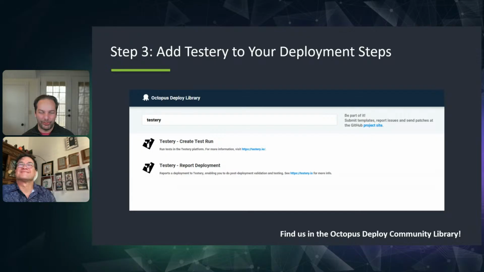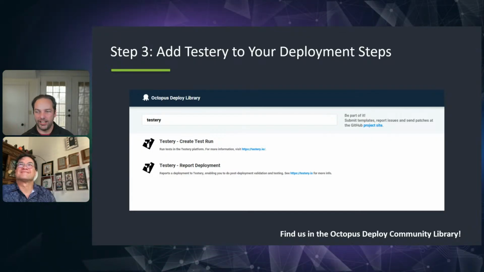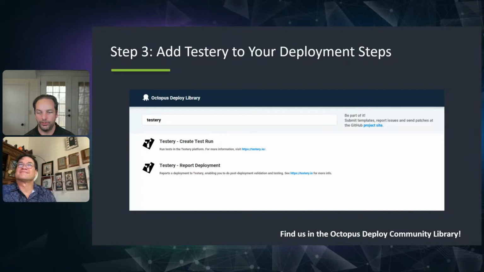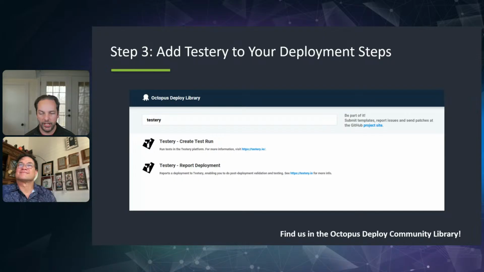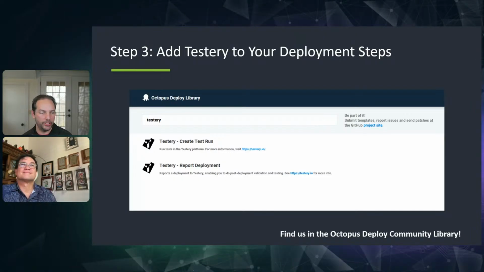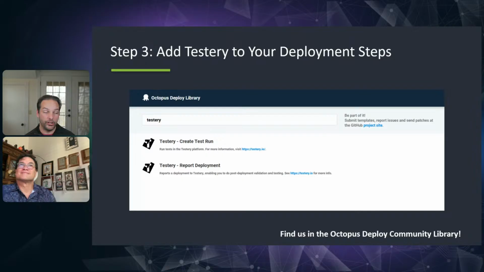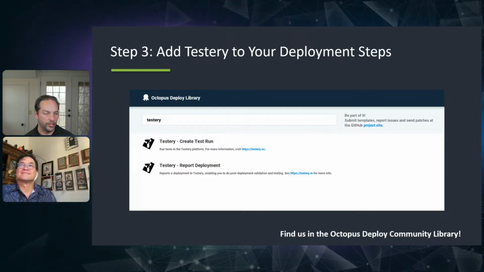And then step 3 is you can add test tree to your deployment steps. So we're actually available in the Octopus Deploy library. There's a create test run, which gives you the ability to kick off a test run immediately, or you can just report a deployment. If you report a deployment, then in test tree, you're able to configure automatically kicking off test runs based on what's deployed in your environment.